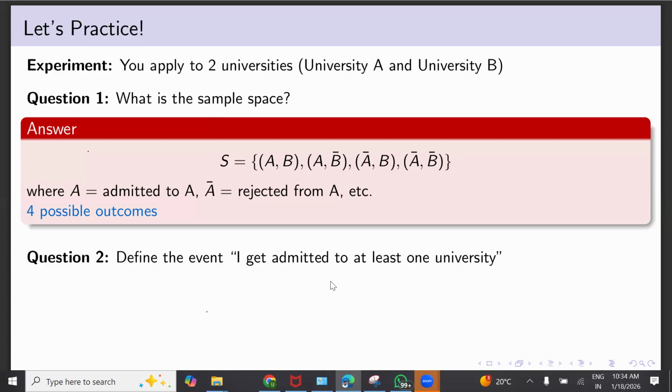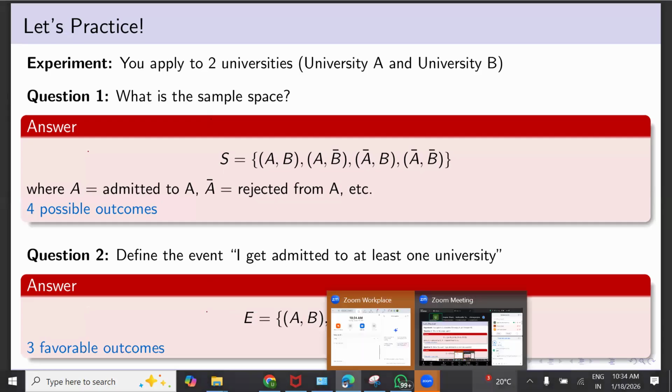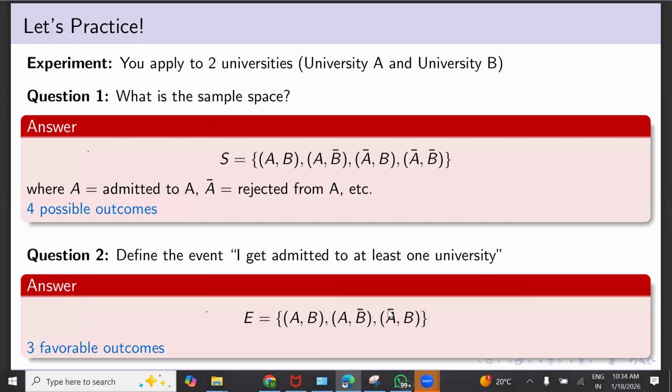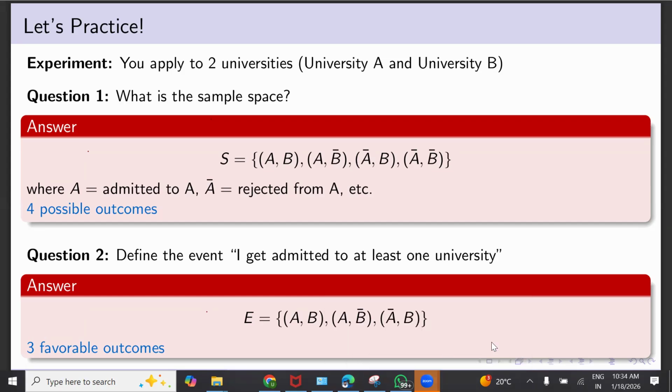Okay, so now I will come back to the answer. The answer is A, B or A, B bar, A bar, B, right? So there are three favorable outcomes. Correct? So Chinmay, how many are you saying earlier? 2. Why 2? A and B.